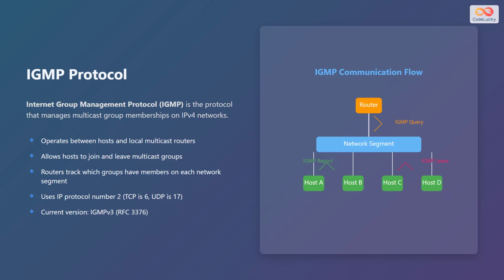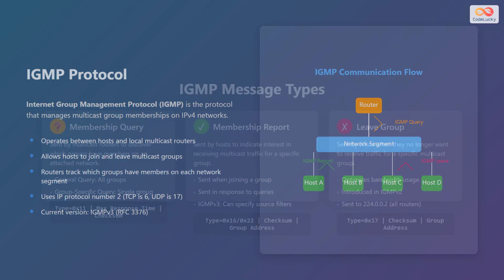It uses IP Protocol Number 2. Transmission Control Protocol, or TCP, is 6, and User Datagram Protocol, or UDP, is 17. The current version is Internet Group Management Protocol version 3, specified in Requests for Comments 3376. Here's how IGMP communication flows. The router sends Internet Group Management Protocol queries to the network segment. Hosts then send Internet Group Management Protocol reports to join the multicast group. And when they want to leave, they send Internet Group Management Protocol leave messages.